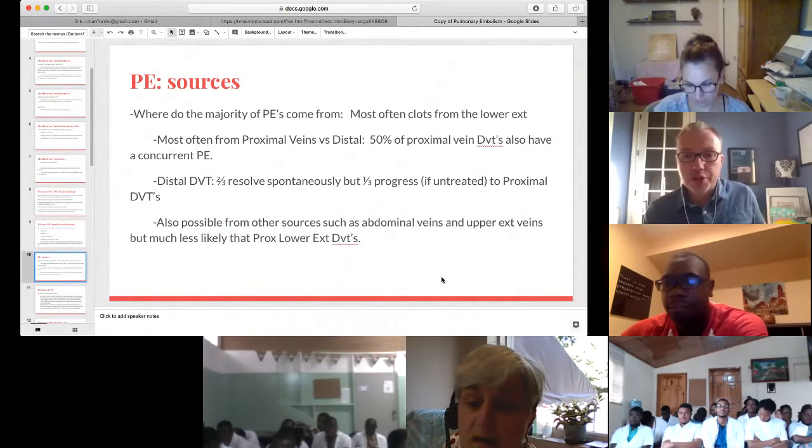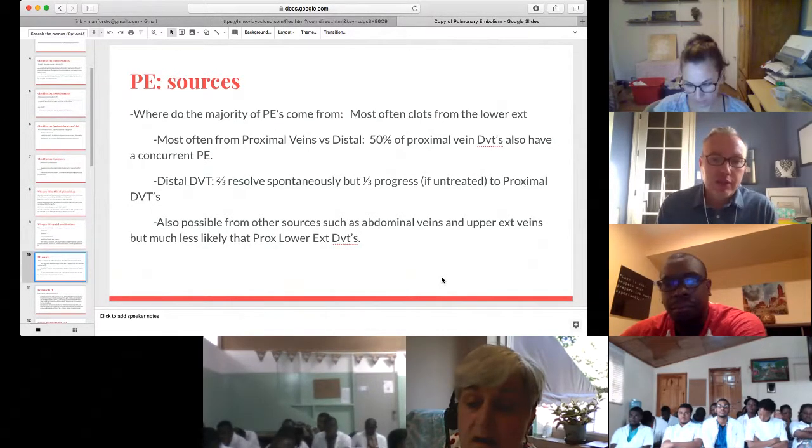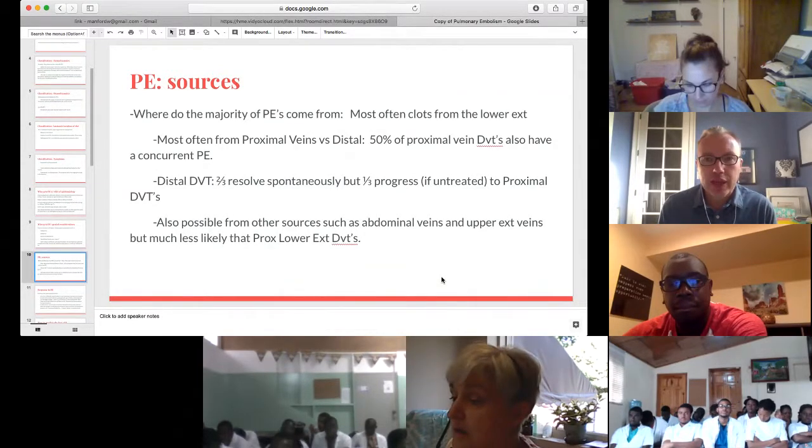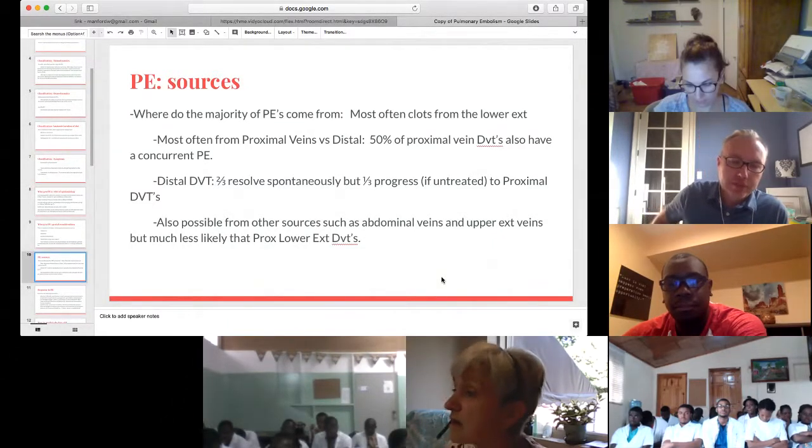There are other sources such as upper extremity DVTs as well as abdominal veins. However, they can cause it, but they're much less likely to cause it than proximal vein lower extremity DVTs.